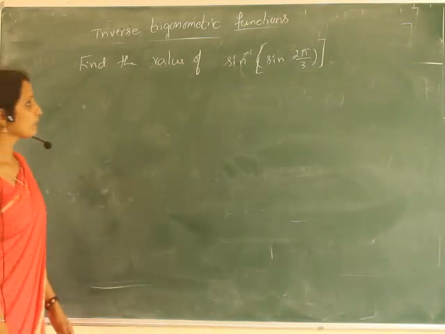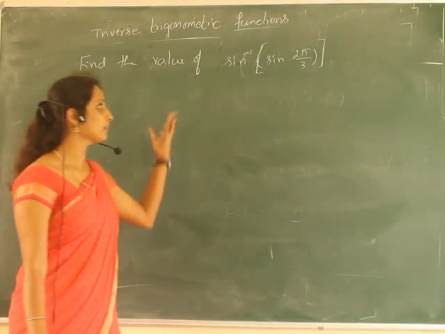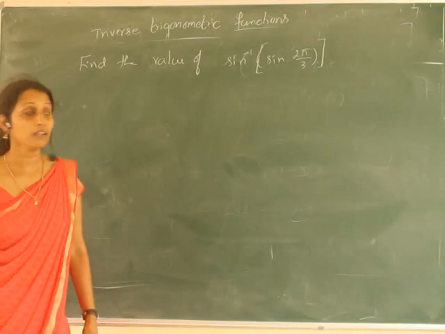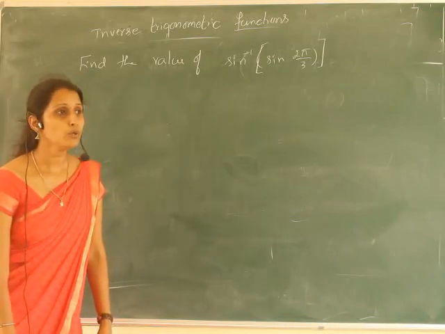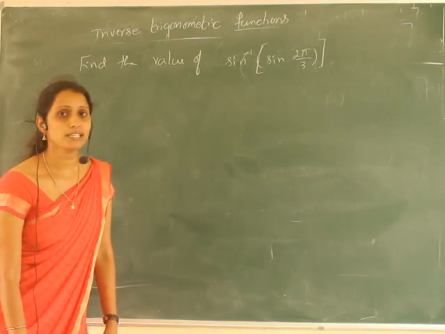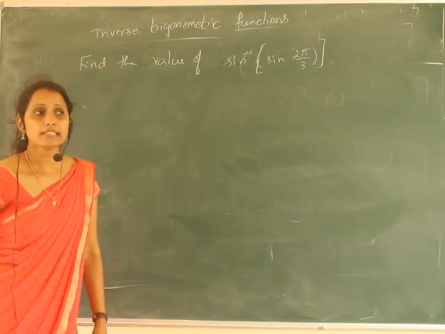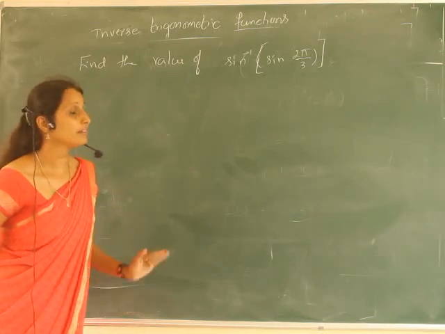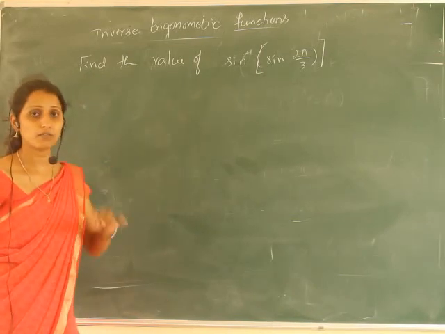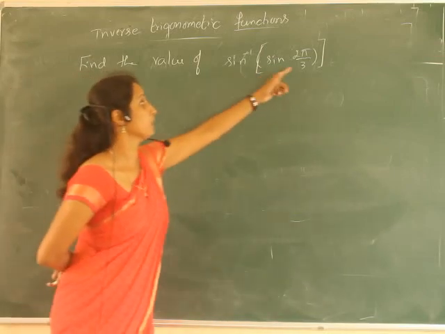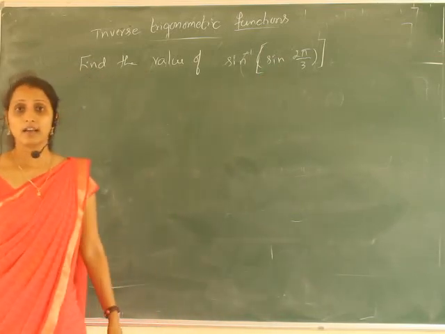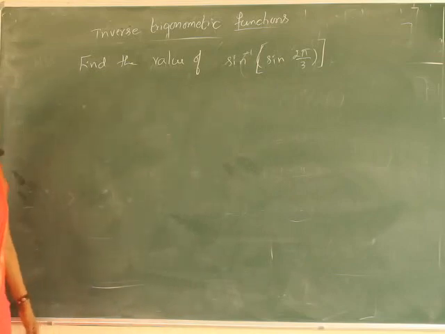By looking at this problem, we may think directly sine inverse and sine can be cancelled and we can get the value 2 pi by 3. But what is the value of 2 pi by 3? That is 120 degree, which is in the second quadrant. But we know that the range of sine inverse is in the first and fourth quadrant. So sine inverse of sine is not equal to 2 pi by 3. The answer should be in the fourth quadrant, not in the second quadrant.